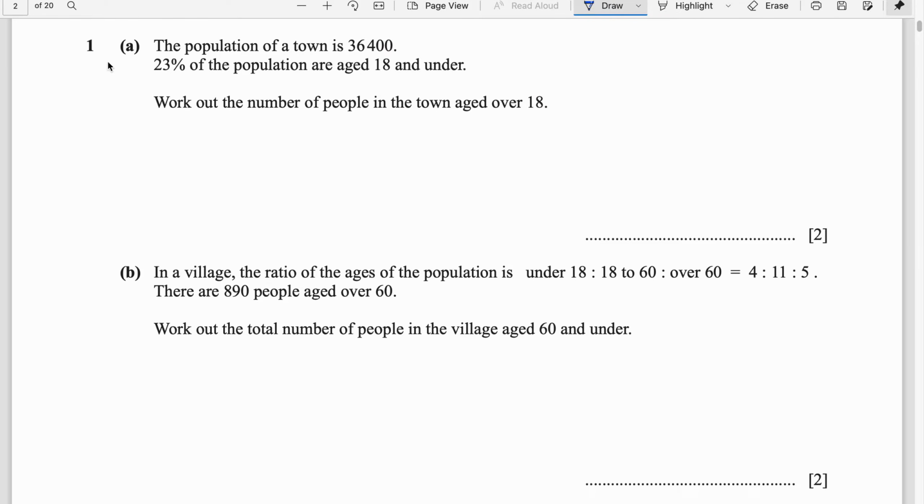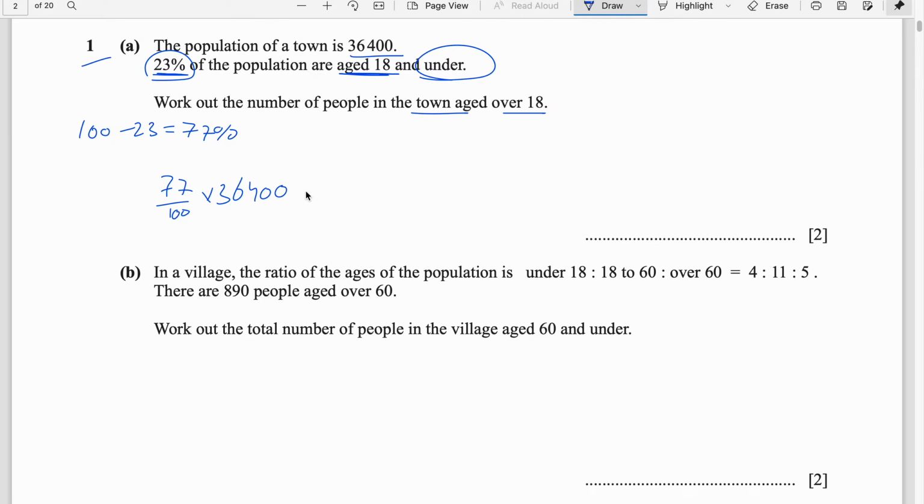Question number 1. The population of a town is 36,400. 23% of the population are aged 18 and under. Work out the number of people that are over 18. So 23% are 18 or under, so 77% should be more than that. So 77% of 36,400 are 28,028.